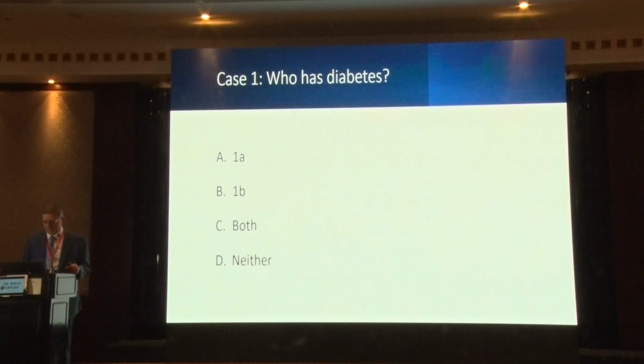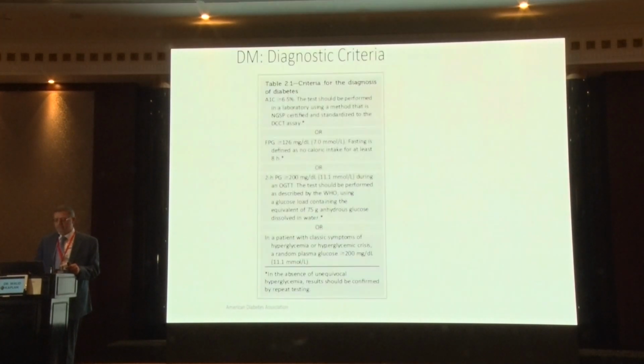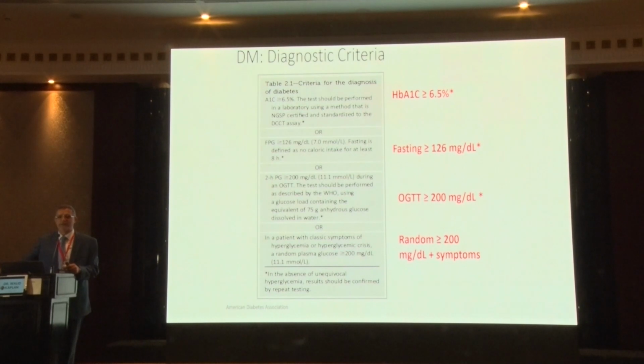Both. Okay. So actually, none. So let's tell you why. So the diagnostic criteria for diabetes, according to the American Diabetes Association, are basically 4. Either HbA1c of 6.5 or more, fasting glucose of 126 milligram per deciliter or more, or a glucose tolerance test of 200 milligram per deciliter or more, and random glucose of 200 milligram per deciliter with symptoms.